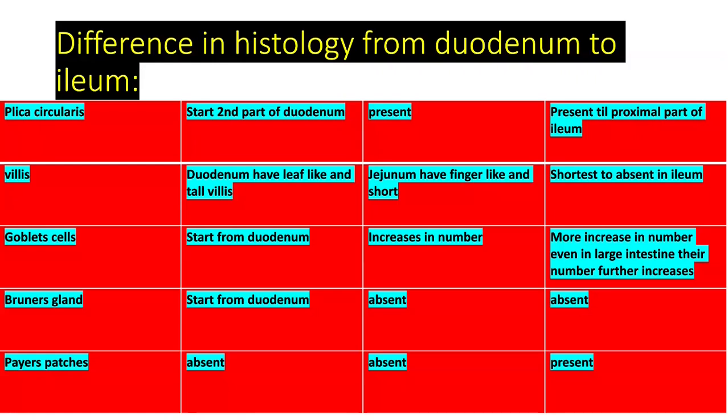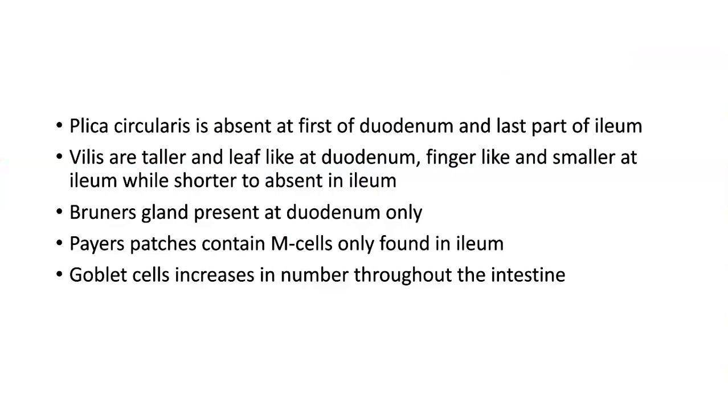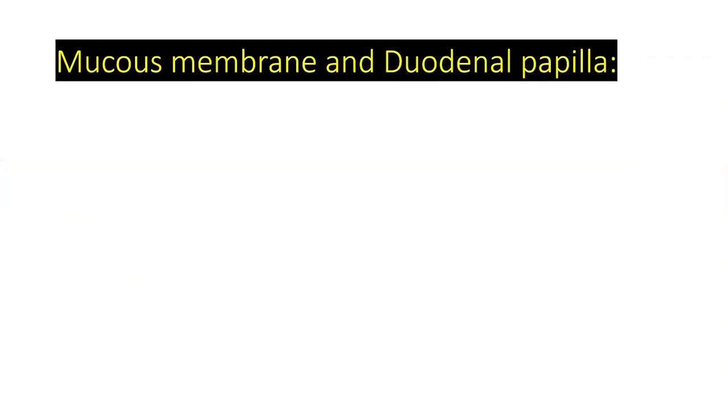The Peyer's patches are absent in the duodenum and jejunum, while present in the ileum, because of its immune function. So in short, the plica circularis is absent at the first part of the duodenum and the last part of the ileum, while villi are taller and leaf-like at the duodenum, finger-like and smaller at the jejunum, and shorter to absent in the ileum. Brunner's glands are present only at the duodenum. Peyer's patches are only found in the ileum, and goblet cells increase from the first part of the duodenum till the large intestine.